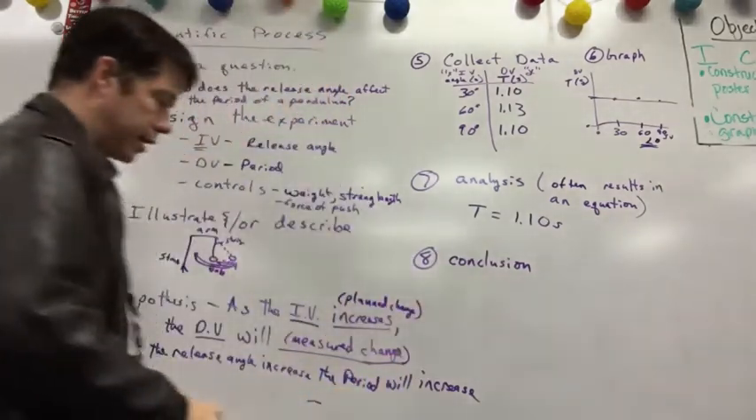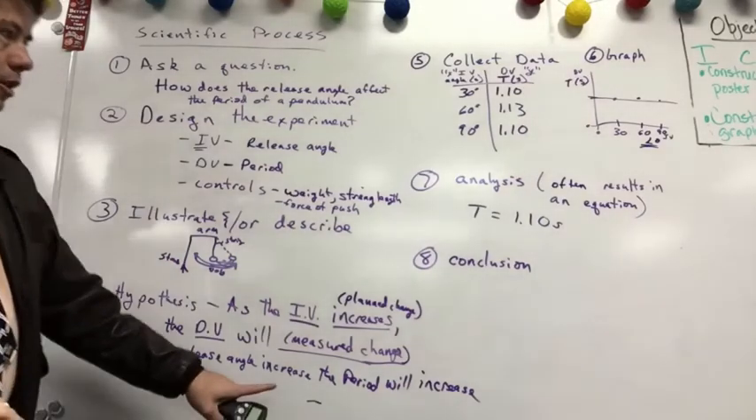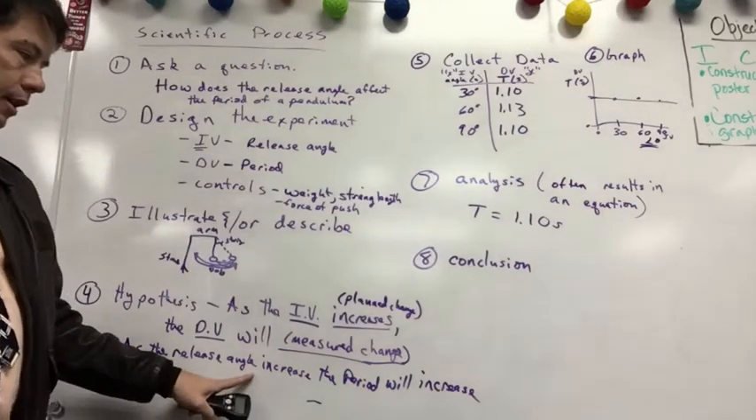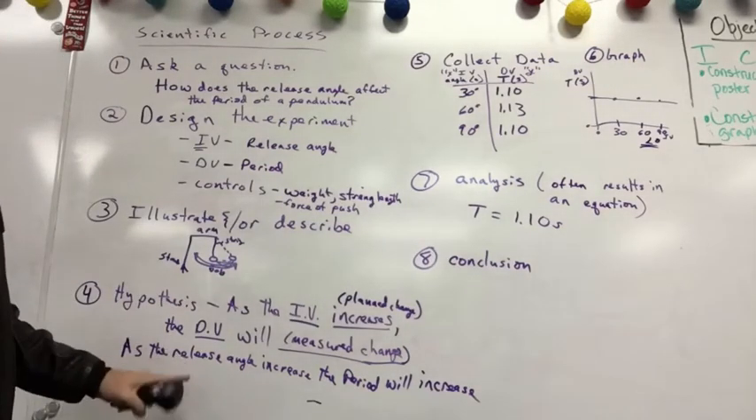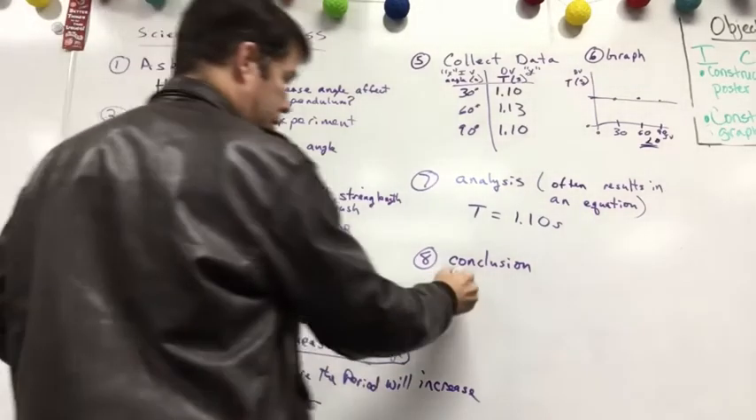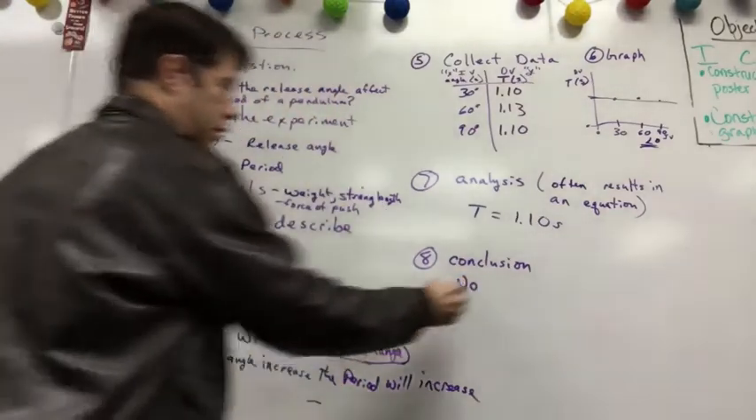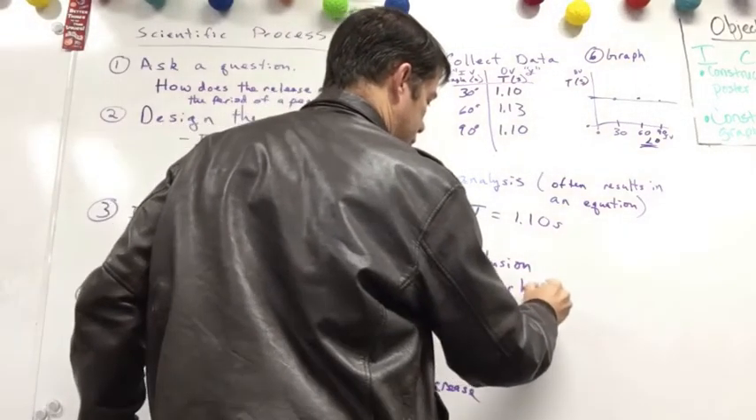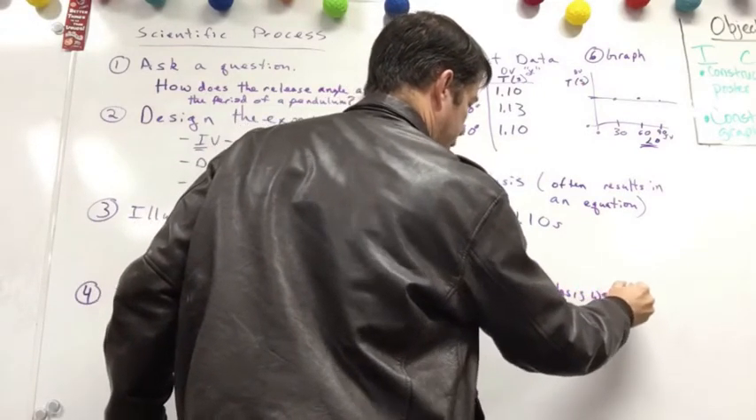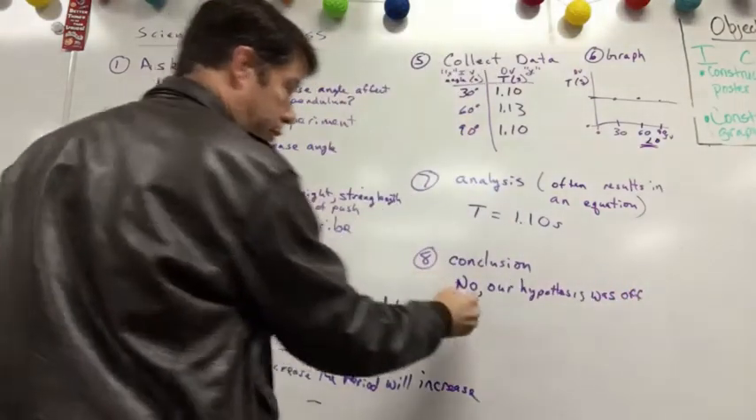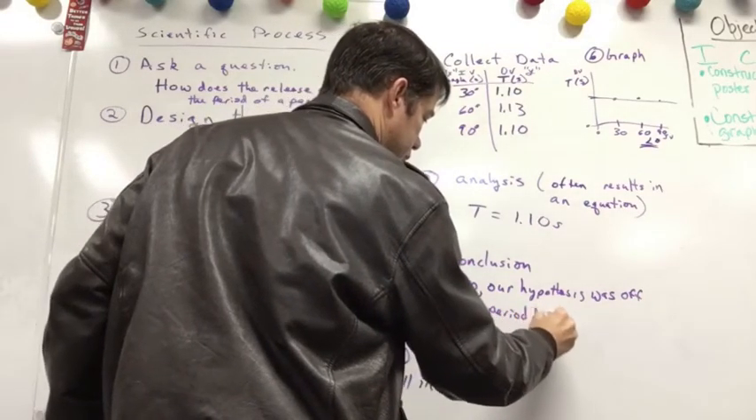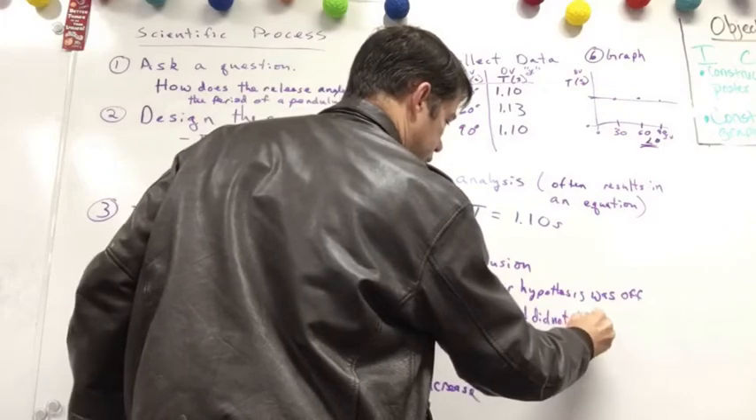So our conclusion, the last step, is we need to take our analysis, what did we get, and go back to our hypothesis and ask, did our hypothesis work? Did it answer the question? So first, was our hypothesis correct? No. Our hypothesis was off. The period didn't change. Did not change. So complete sentences.